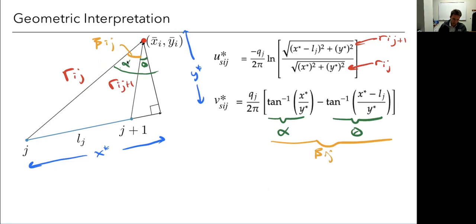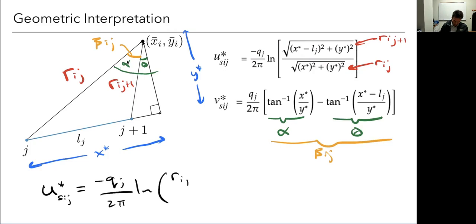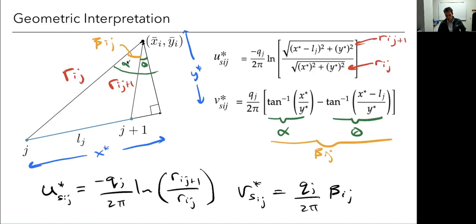So that's kind of a nice thing for a couple of reasons. One is I can write these formulas a lot shorter. This expression here now becomes minus q_j over 2 pi times the log of R_{i,j+1} over R_ij. And then Vs_ij star is just equal to q_j over 2 pi times beta_ij, and that's it. So first of all, I could write them simpler.